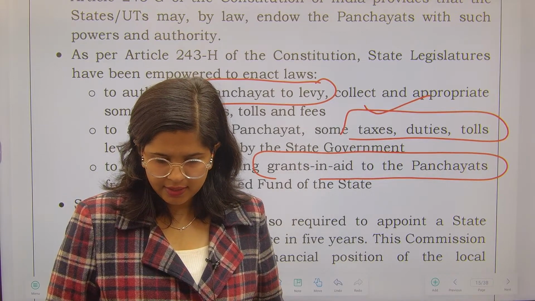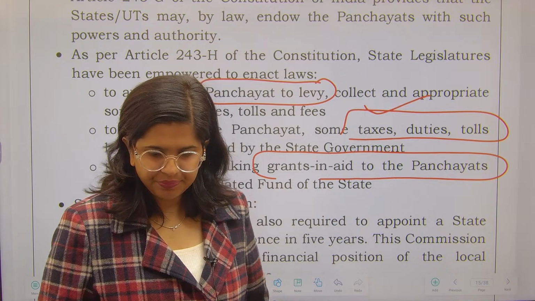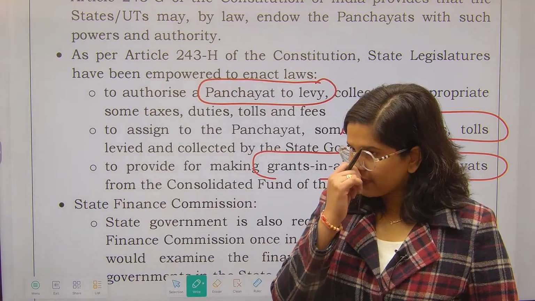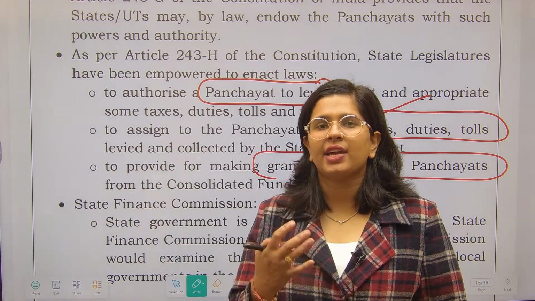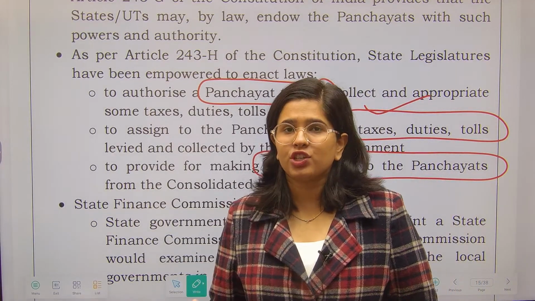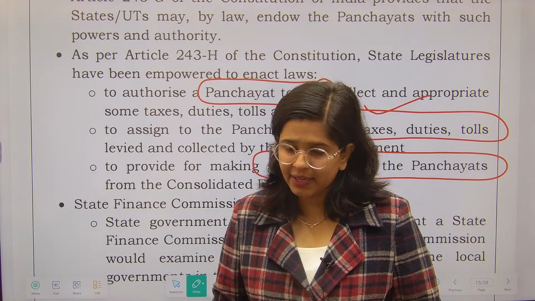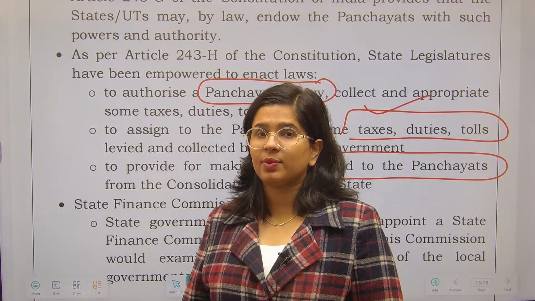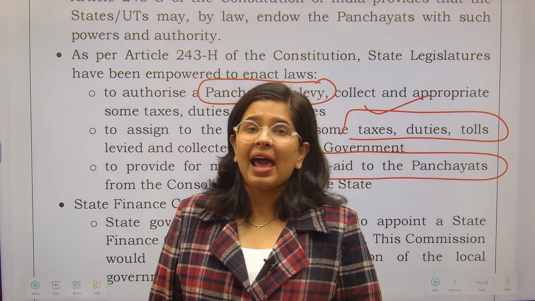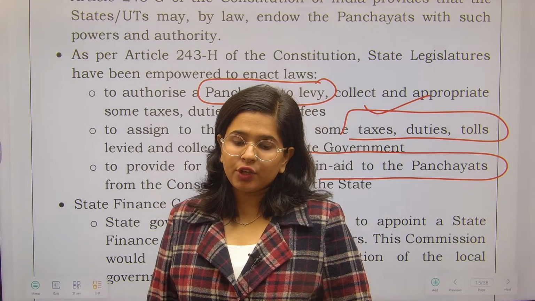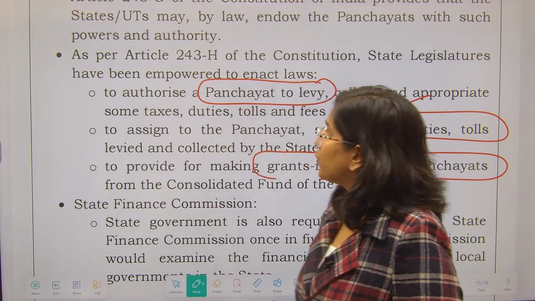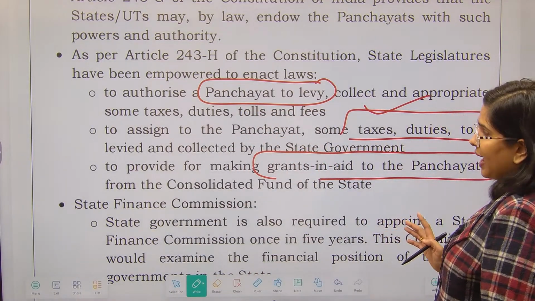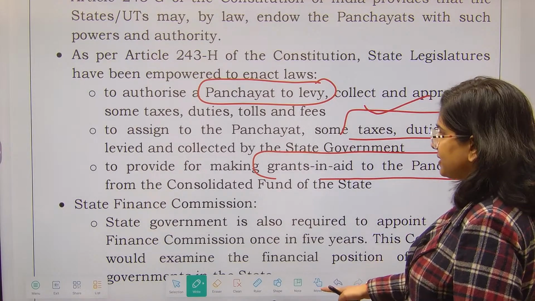Okay, so we were talking about the panchayats, and I was telling you that the panchayats are not financially sound, right? They have financial power only as much as the state government gives them. And here Article 243H of the Constitution, inserted by the 73rd Amendment, tells the state government that you have to enact laws to give the panchayat the power to levy taxes, to collect some taxes, and apart from that, to make grants-in-aid.